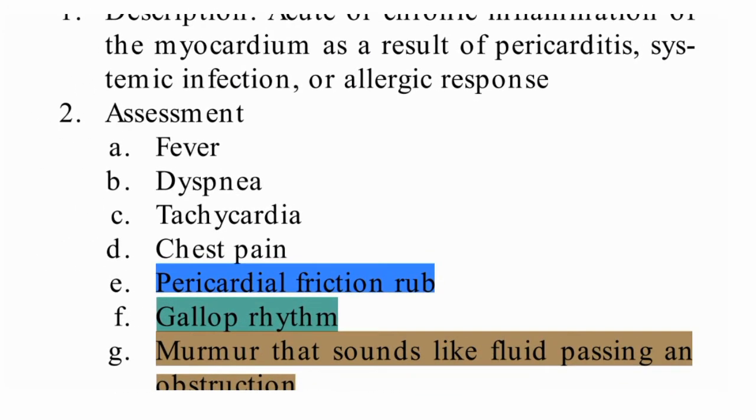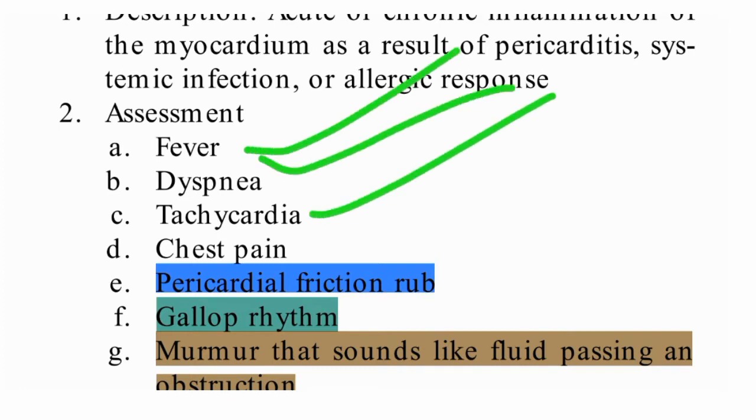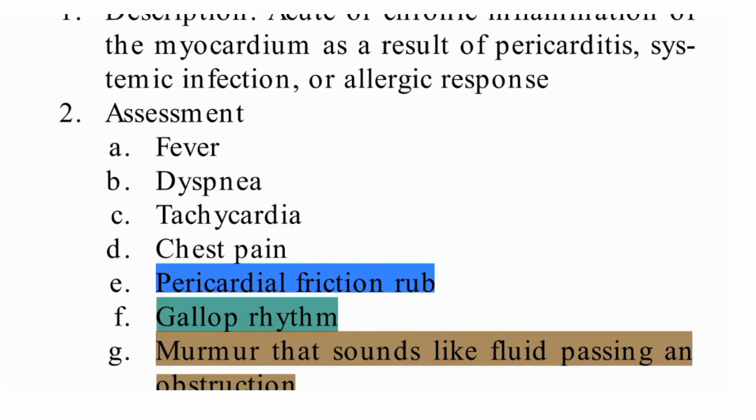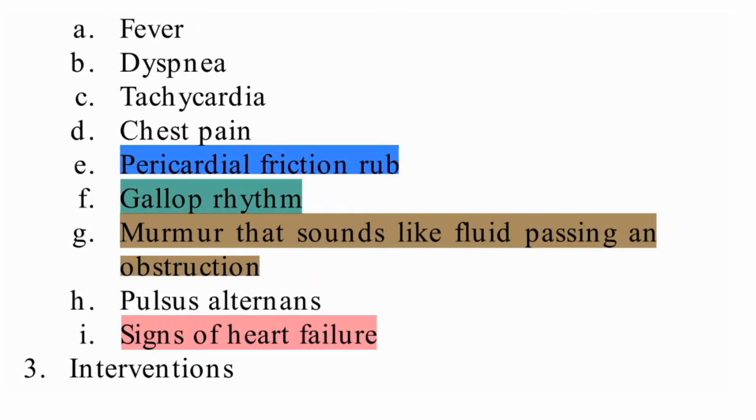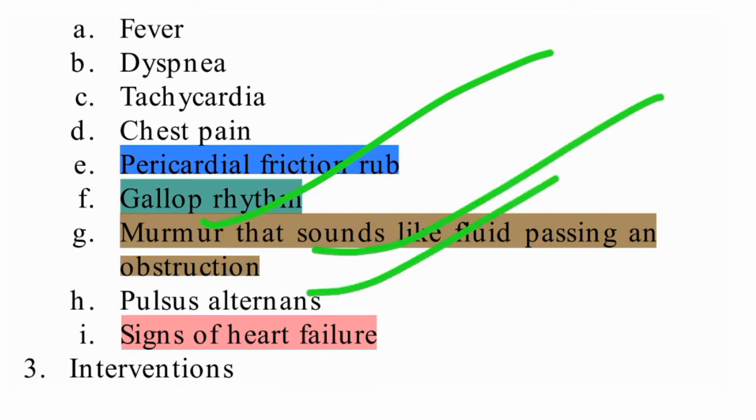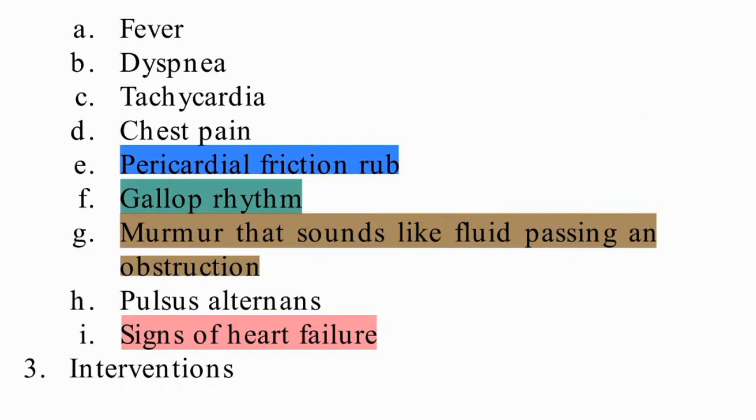So we need to do the assessment. Fever we need to check, dyspnea, tachycardia, and chest pain; usually chest pain will be there. The pericardial friction rub will be there, which we can hear with the stethoscope by auscultation. Gallop rhythm is there, and murmur sounds, like fluid passing and obstruction. Pulsus alternans and signs of heart failure, we can check this.